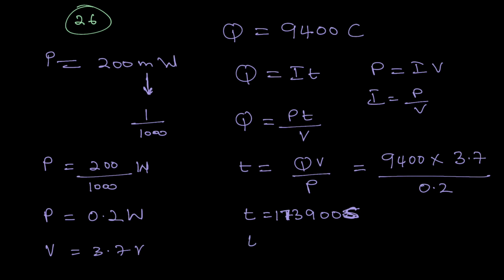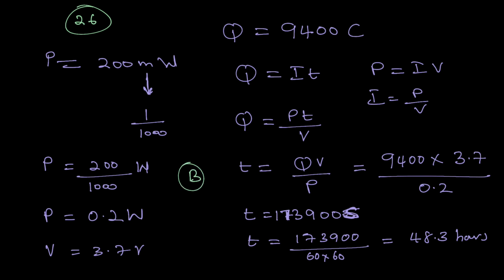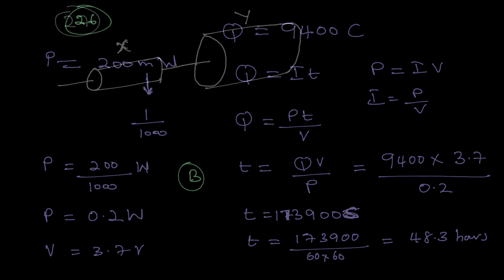So that is in seconds, but we want it in hours. So we have to do T equals 173,900 over 60 times 60 to convert it to hours. So that will be 48.3 hours. So that's 48. And what gives us 48? B. So the answer is B. 27.